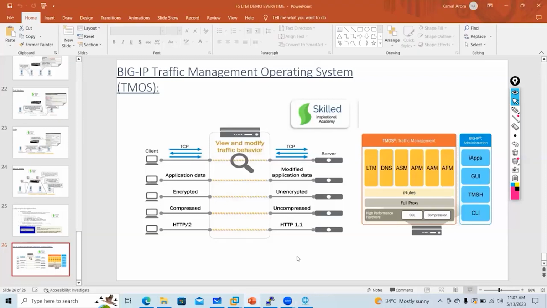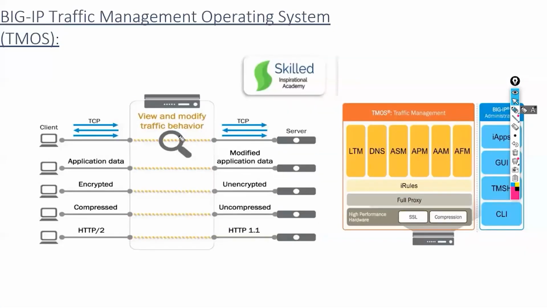So this is where full proxy architecture comes into the picture. Can you see? This is acting as the F5 hardware. This is client side traffic and this is server side. This is called the front end and this is called the back end.